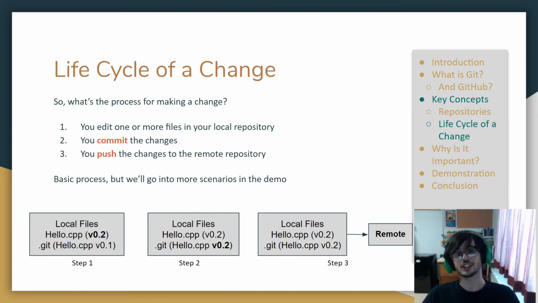So you commit the changes, meaning you save all the changes that you've made and get your local repository's record updated so that those changes will be reflected. Finally, the third step is you push the changes to the remote repository. So we're just going to take these files, and they're going to be sent off to the remote, so the remote is going to be updated to match the local repository. It's a really basic process, 3 steps, but we'll go into more scenarios in the demo.